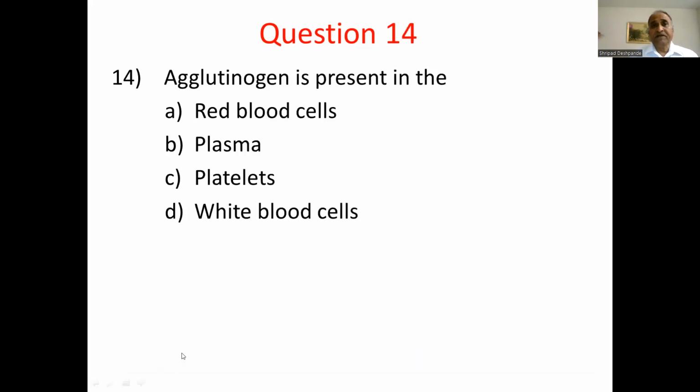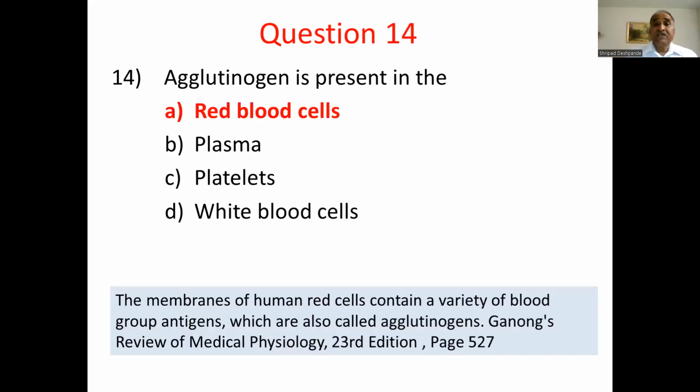Going to question number 14. Agglutinogen is present in the, very easy question. Option A, red blood cells, B, plasma, C, platelets, D, white blood cells. Agglutinogens are antigens. Antigens are present on the surface, on the membrane of the red blood cells. Hence, the answer to this question is option A, red blood cells.